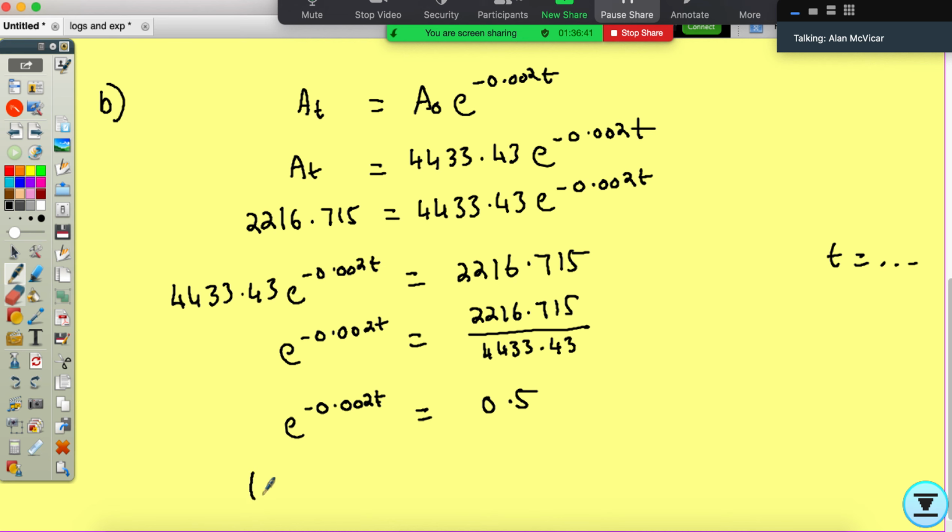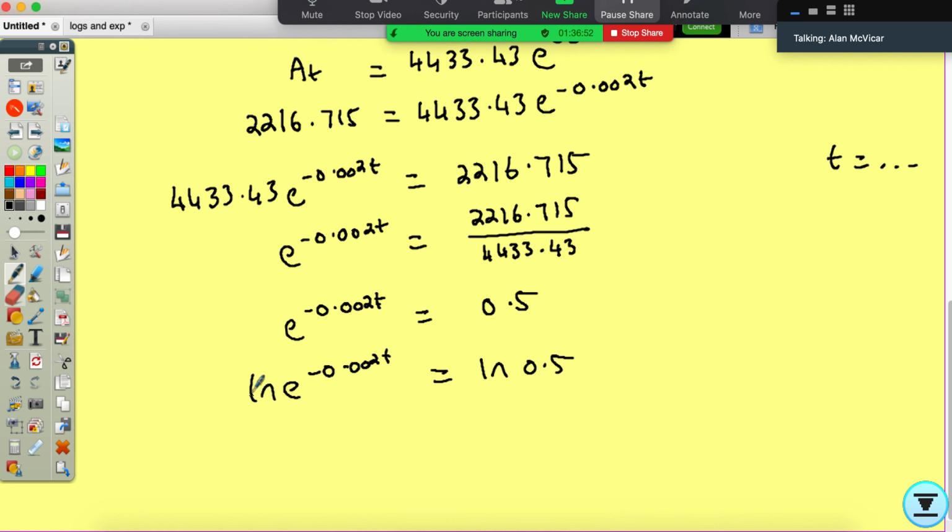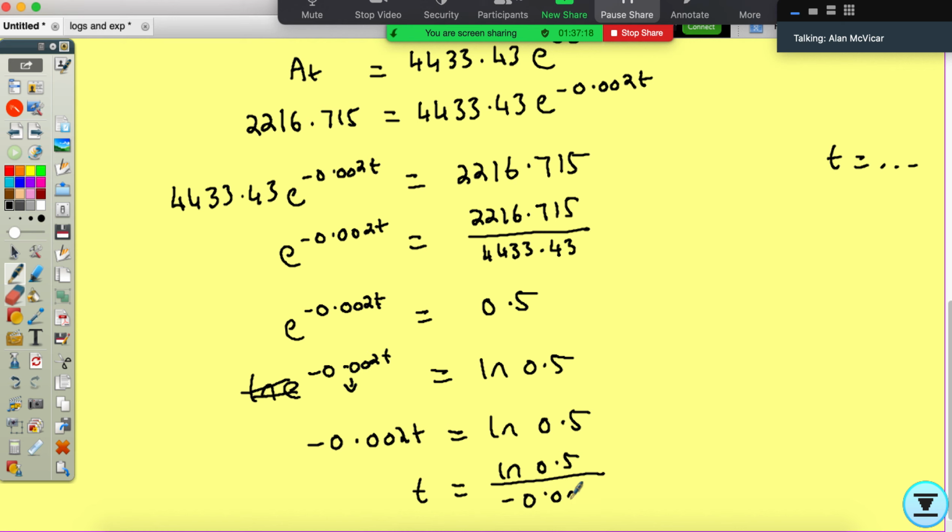But now I'm just going to take ln of both sides. Like that there. And as usual, your ln and your e cancel off and that drops down. Like that. So I've got one last thing to do, and that's divide through by negative 0.002.